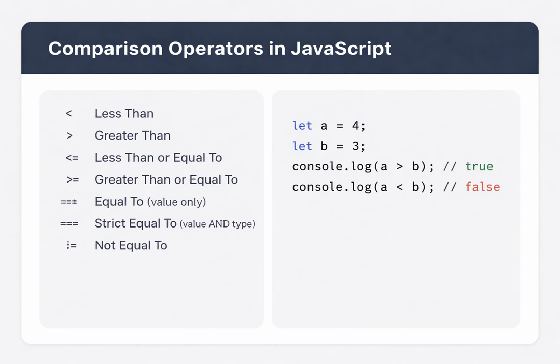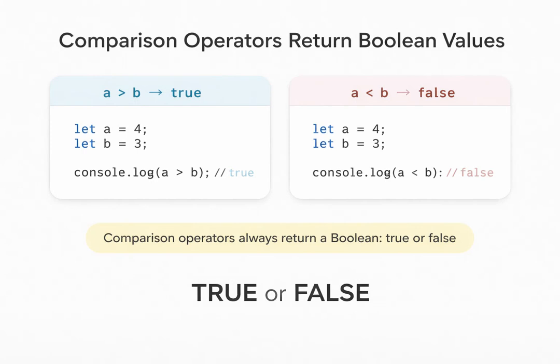Let's look at a simple example. If we declare a equals 4 and b equals 3, and then we log a greater than b to the console, what do we get? The key thing to understand about comparison operators is that they always return a Boolean value, meaning the result is either true or false, nothing else. So when we compare a greater than b, where a is 4 and b is 3, the result is true, because 4 is indeed greater than 3.